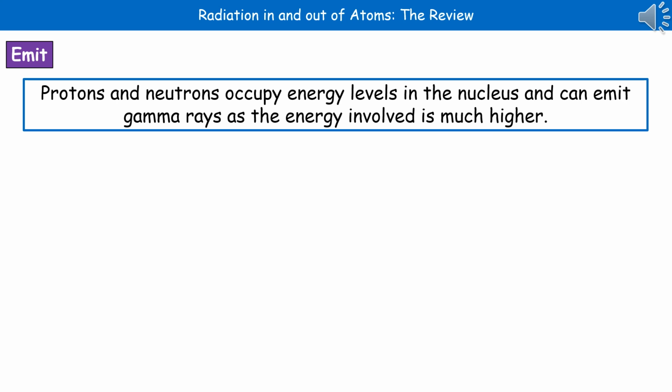Last thing to remember is that in our nucleus, where we find our protons and neutrons, they also occupy energy levels within the nucleus itself. Because of that, they can emit gamma rays. The whole reason they can emit a gamma ray is because the energy involved in their movements is much higher.